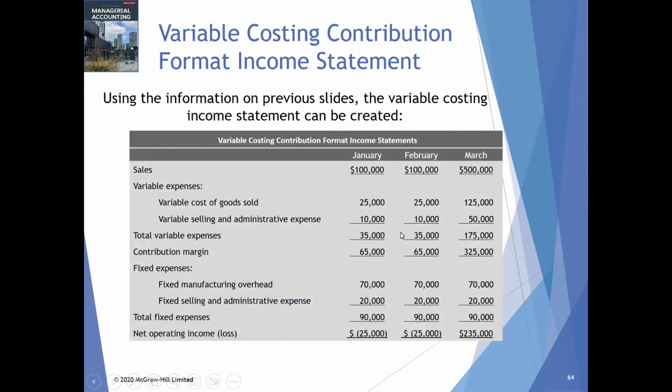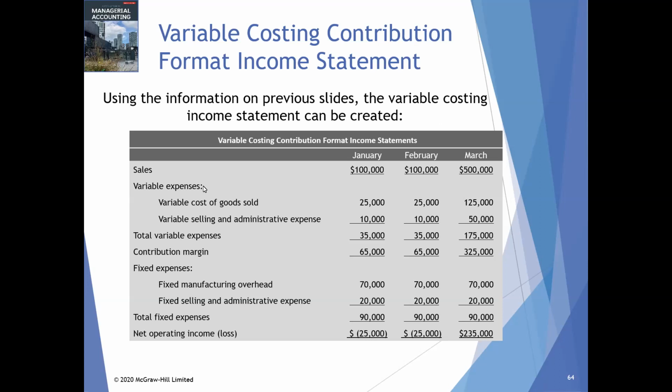Now, the variable costing contribution format income statement. So using the information on the previous slide, the variable costing income statement can be created. So look at this, January, February, and March. The sales are 100,000, 100,000, and $500,000. So this is the sale.